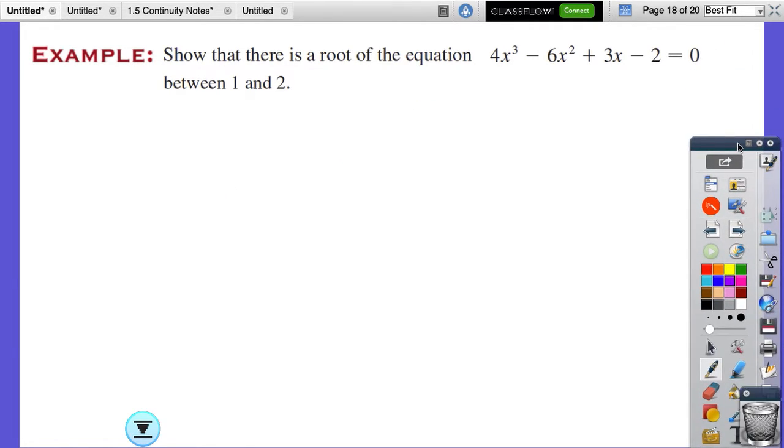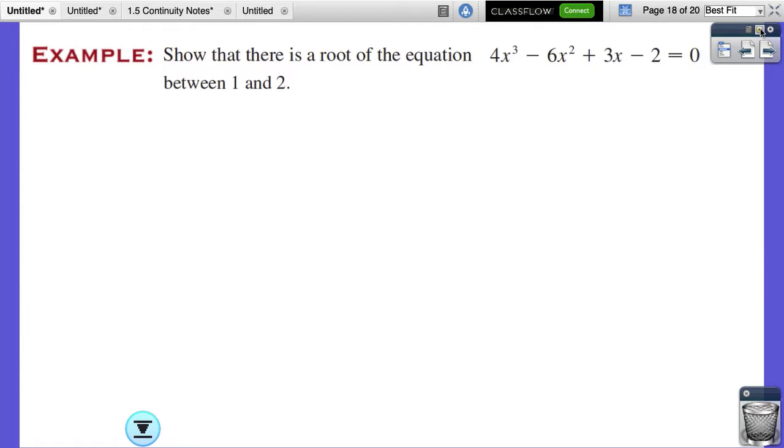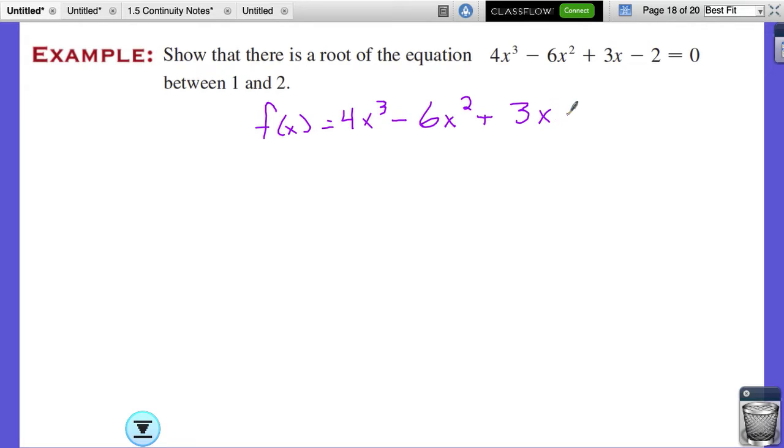All right, let's look at this one. Show that there is a root, another synonym for x-intercept or 0, of the equation 4x to the third minus 6x squared plus 3x minus 2 equals 0 between 1 and 2. It doesn't tell me to find it, but says show that there's a root. So first off, I need to say, if we were to call a function 4x to the third minus 6x squared plus 3x minus 2.